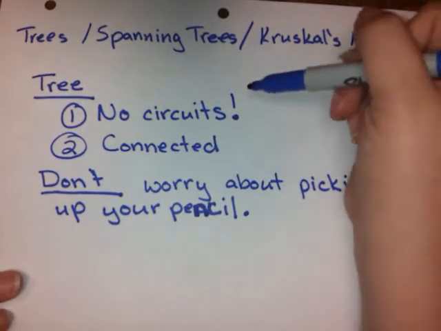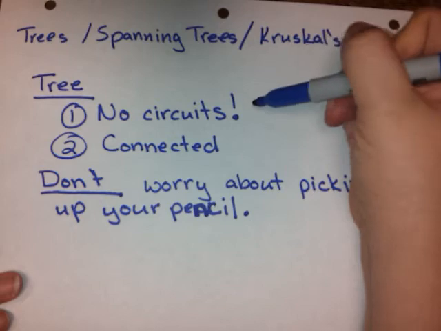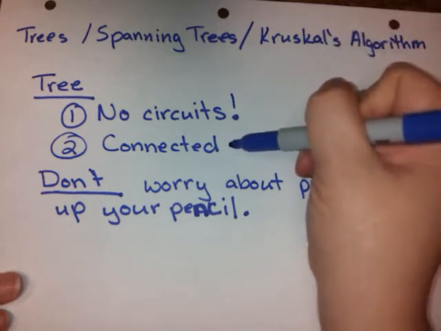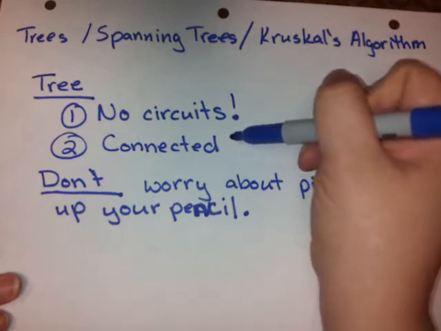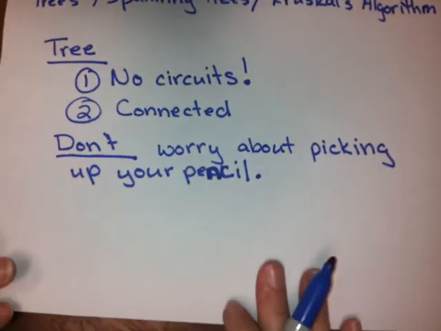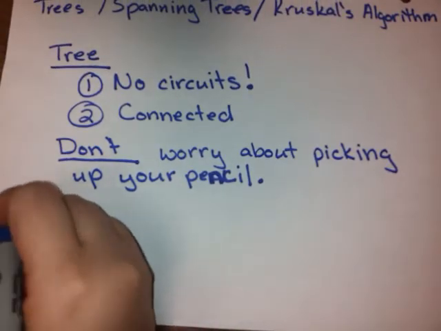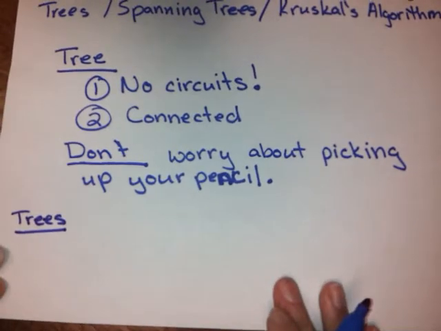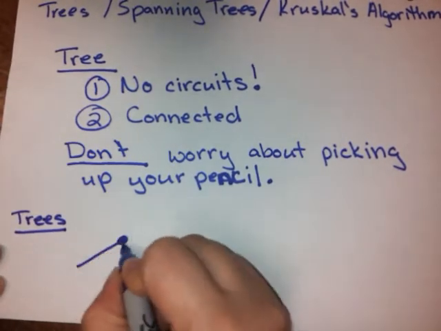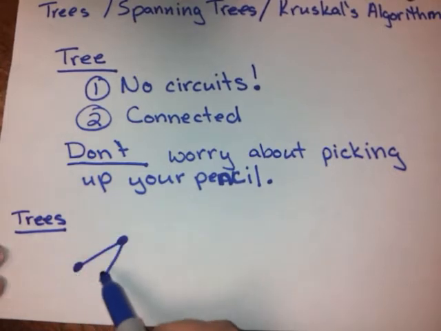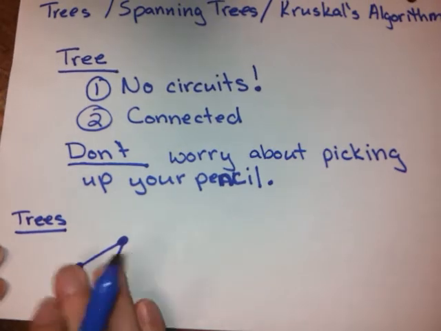All you need to worry about is, are there circuits? If there are circuits, it's not a tree. Is it connected? If it's not connected, it's not a tree. Those are the only two rules that we have for trees. So let's look at some examples really quickly. Here are trees. I will draw some actual trees. So here's a tree. That is a tree. There are no circuits, and it's connected. Just one piece, one graph.